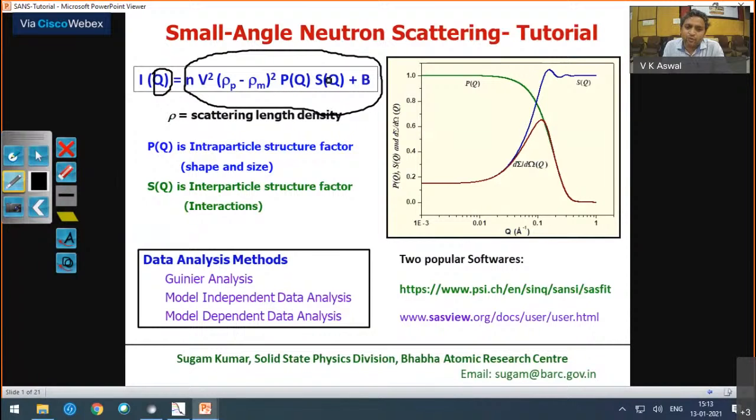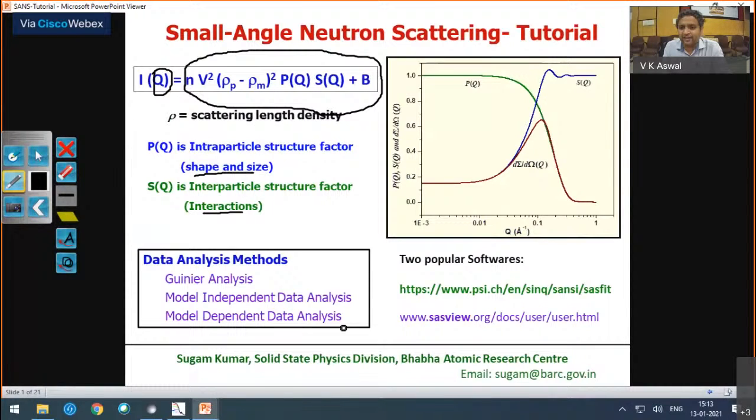Then there are the two Q-dependent parameters you must be aware of. P(Q), the intraparticle structure factor, provides information about shape and size, and S(Q), the interparticle structure factor, provides information about the interaction between the particles. These are the typical plots, just for a recall, because whenever we take data it will look something like this: a P(Q), a typical S(Q), and this is the differential scattering.